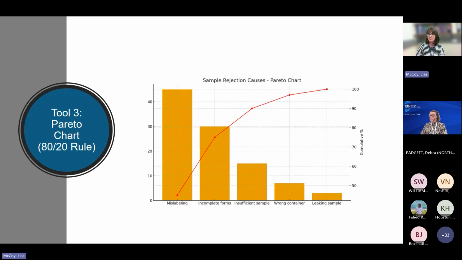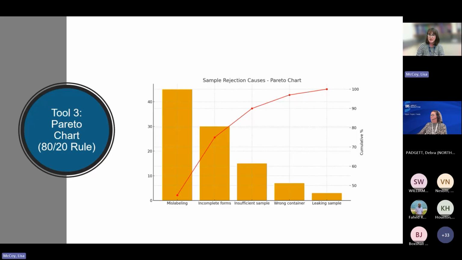Now, according to the Pareto principle, which is also known as the 80-20 rule, in any group of factors that are contributing to an overall effect, in this case, sample rejection causes, roughly 80% of the effect comes from 20% of the causes. So a Pareto chart is a type of bar chart in which the various factors that contribute to the overall effect are arranged in order from the largest to the smallest contribution. So in this example, the highest frequency of errors is mislabeling and the lowest is leaking sample.